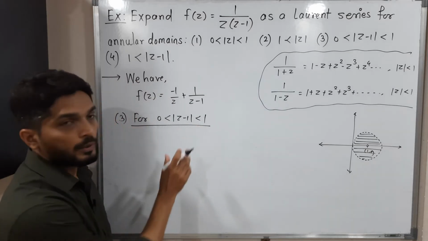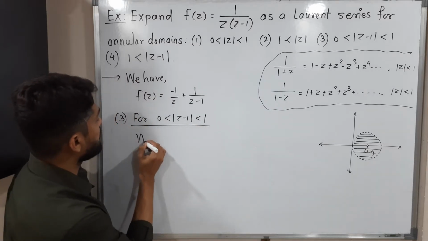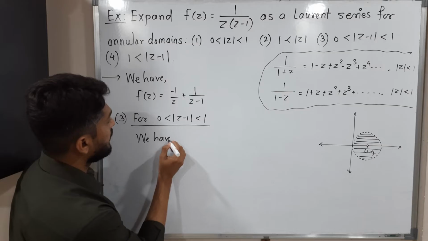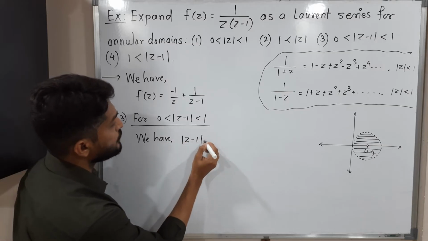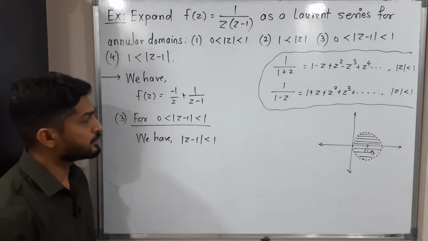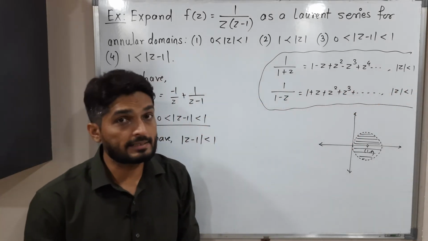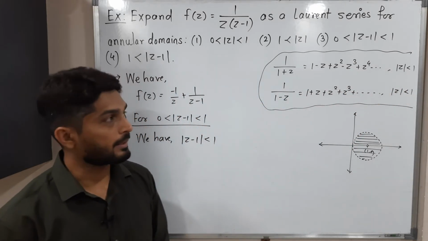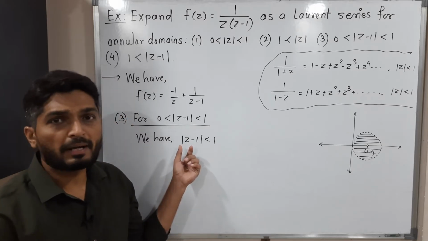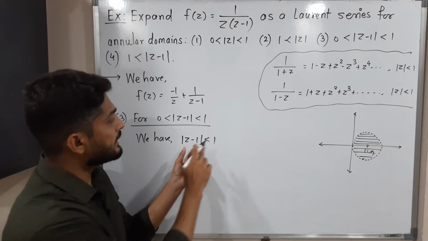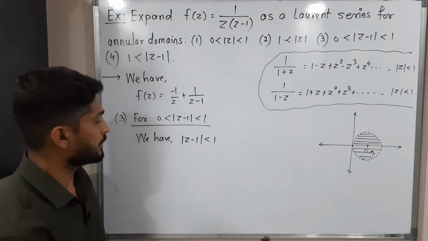So I should think about the condition first. So we have, let me highlight, that mod z minus 1 less than 1. Okay, mod z minus 1 less than 1. As you can see here, we want something less than 1. Fortunately, we have got the same something. It doesn't matter what we have here, but it is less than 1. That thing I have got. So let us go further.